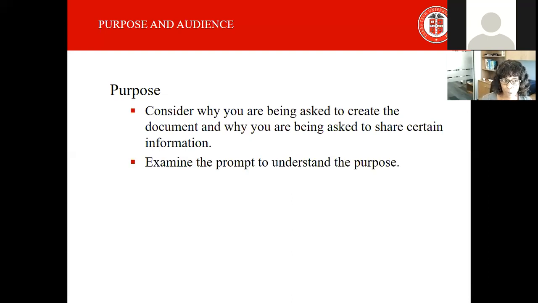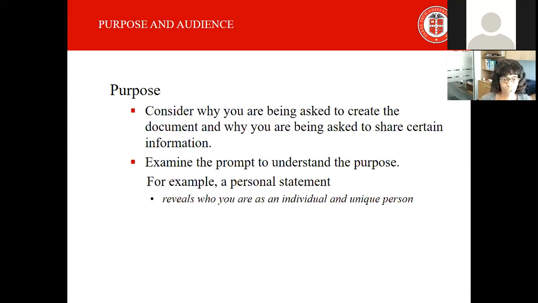So what are some of the ways that you can identify purpose? Well, one way you can identify purpose is by examining the prompt, okay? Really looking in on that prompt to get an idea why you're being asked to do what you're being asked to do. So for example, let's think about the personal statement, right? In a personal statement prompt, you're usually being asked things like your motivation for wanting to pursue the path that you're pursuing, and things like that.